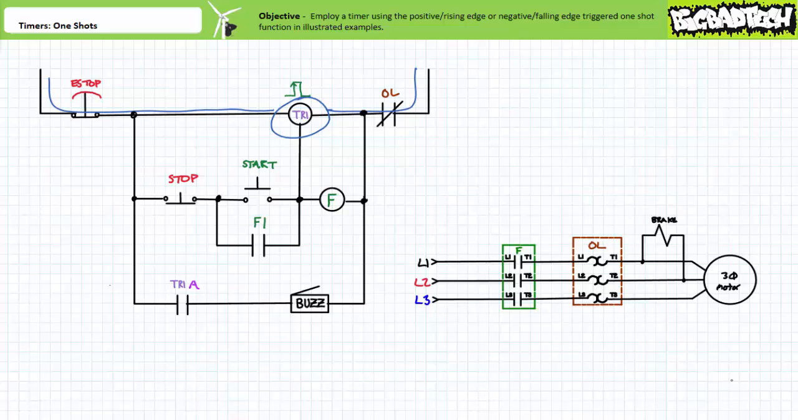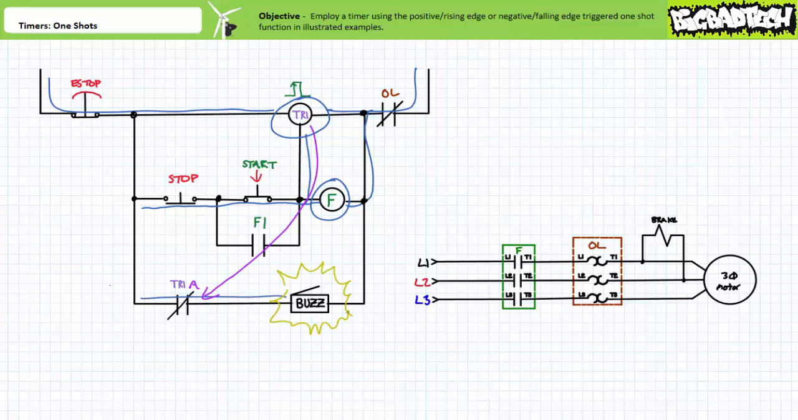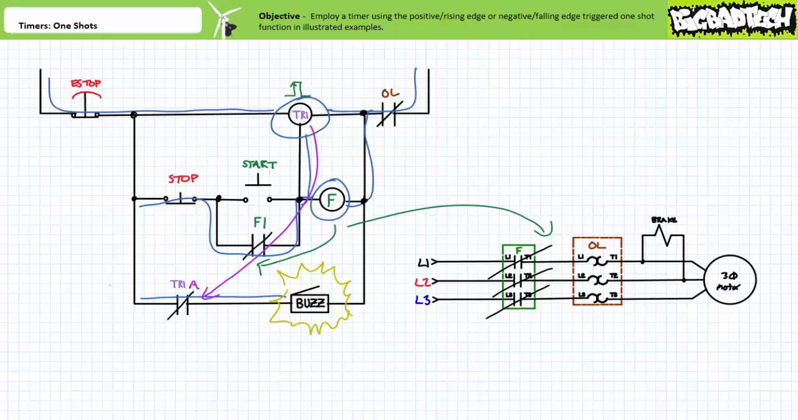If you're tracking, you should have observed the following behavior. When an operator presses start, the timer relay controlling input experiences a positive edge, and the F contactor coil is energized. Given the timer is executing the positive edge triggered one-shot, contact TR1A immediately closes and the buzzer starts sounding. When the F contactor coil is energized, its associated contacts change states. The F1 holding contact closes, allowing an operator to release the start button. The F primary contacts close, the brake is released, and the motor begins rotating.